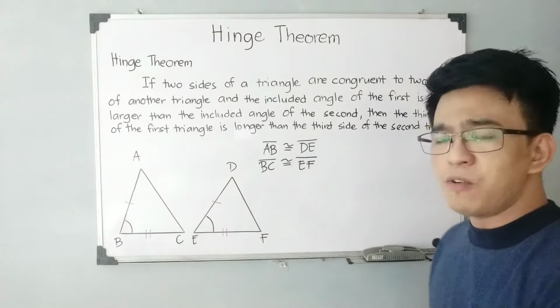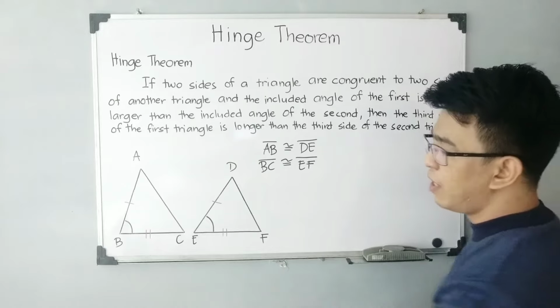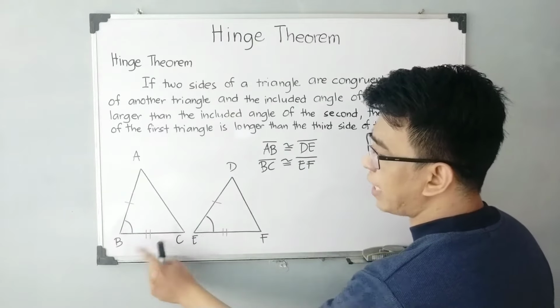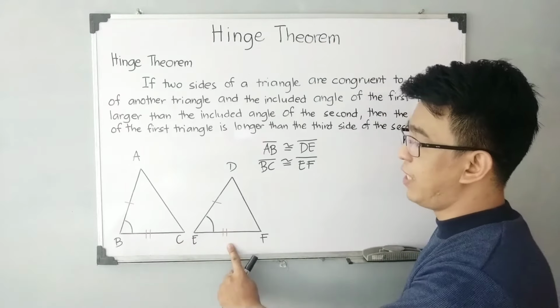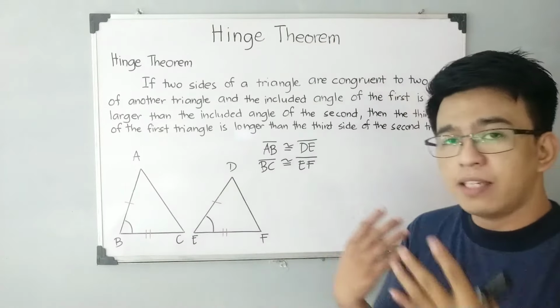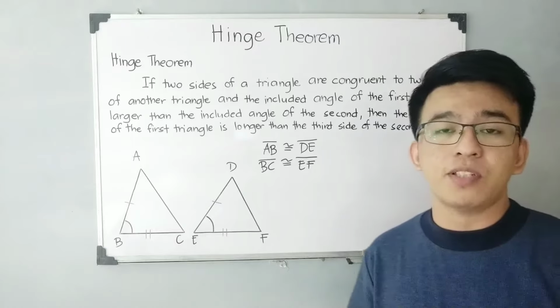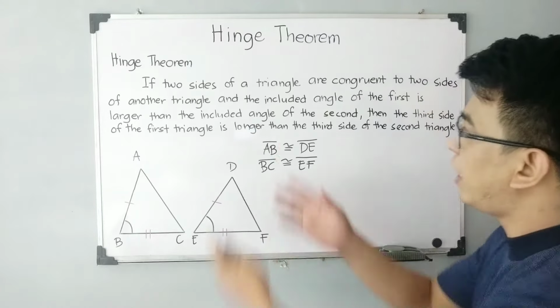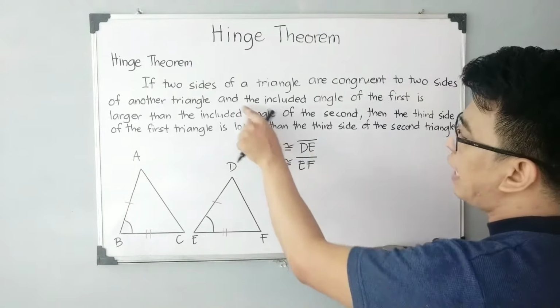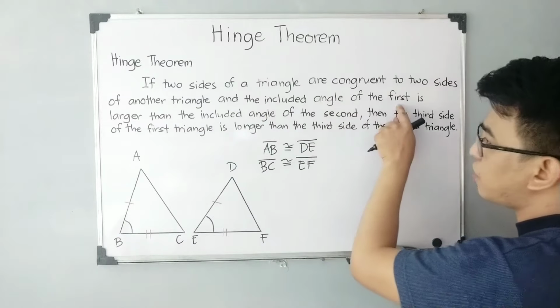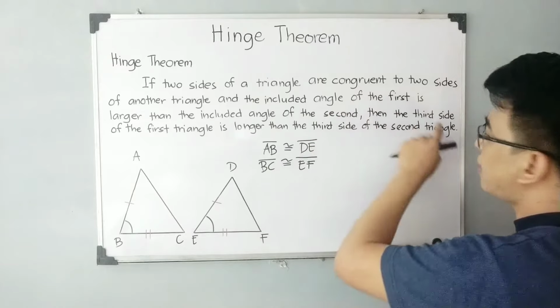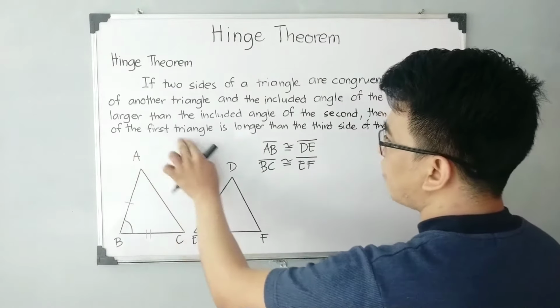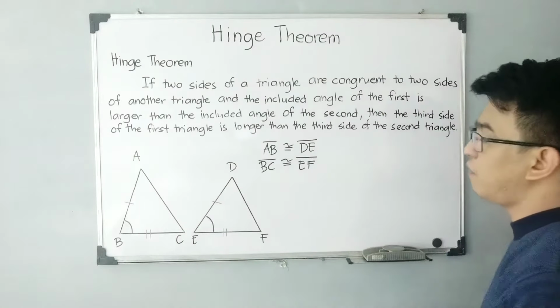Sir, paano ulit naging congruent yung side BC and side EF? As you can see guys, meron tayong dalawang tick marks sa BC, the same as sa side EF natin. So therefore, they are congruent or equal in terms of measurement. So ngayon, okay na tayo sa part na yan. Dito na tayo. And the included angle of the first is larger than the included angle of the second, then the third side of the first triangle is longer than the third side of the second.